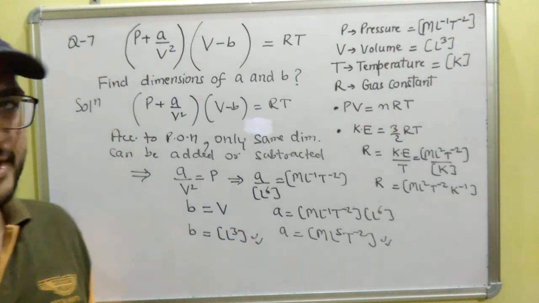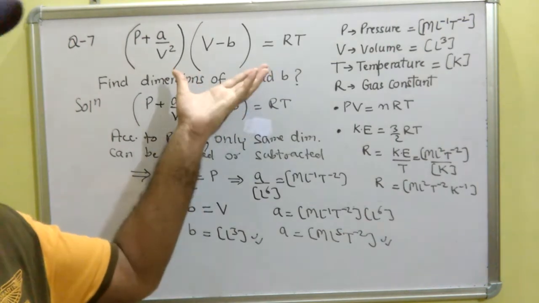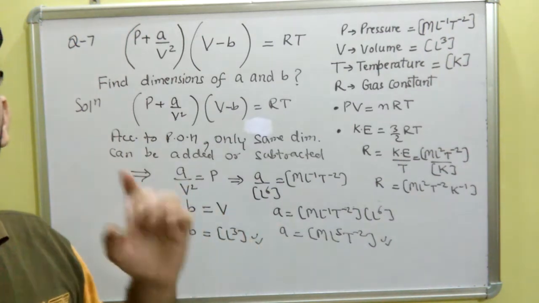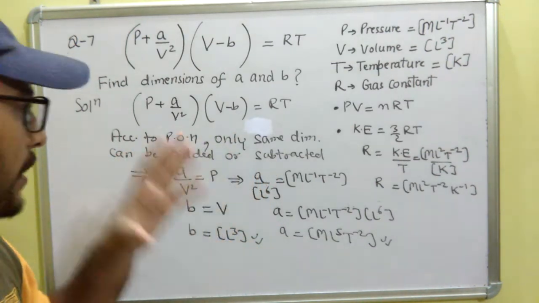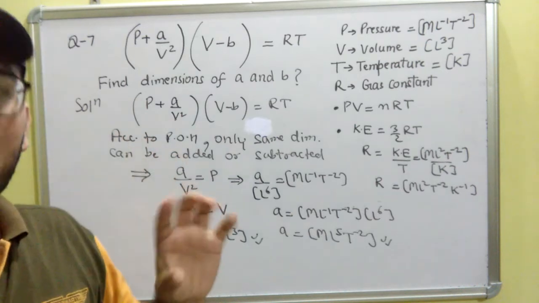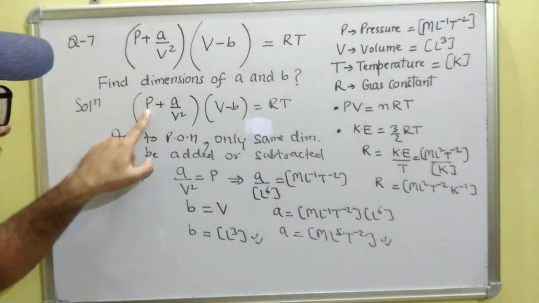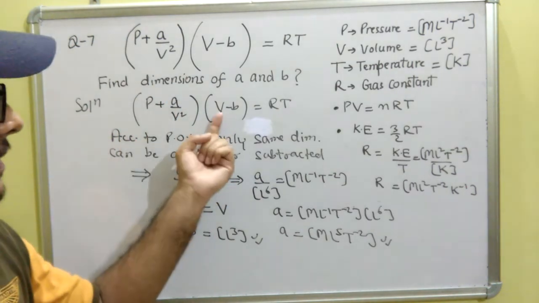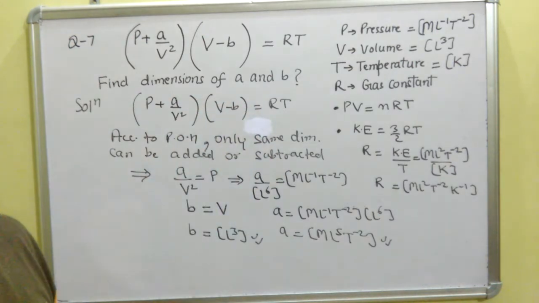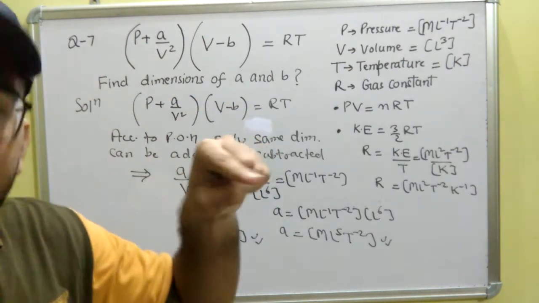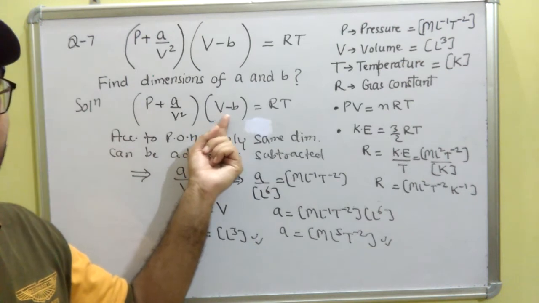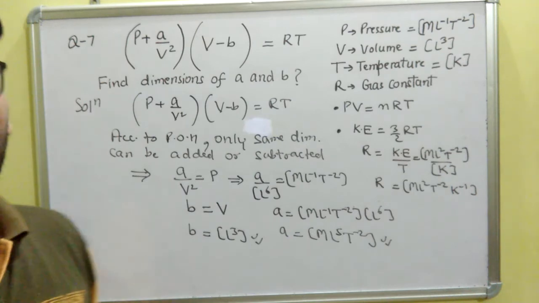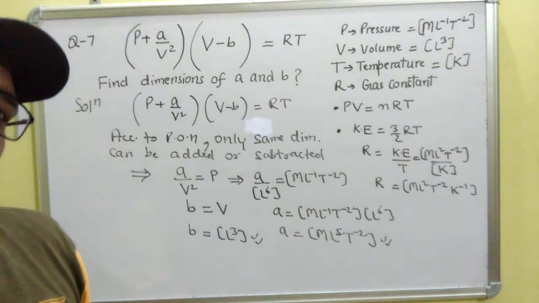So look, the equation looks very scary to us. What is this equation? How are we going to calculate A and B? But look, the solution is very easy. Principle of homogeneity has made this easy for us. Just keep in mind only same dimensions can be added or subtracted. So whatever is the dimension of P should be equal to the dimension of A upon V square, because both are adding up. Here these two are getting subtracted from each other. So only same dimensions can be added or subtracted. So whatever is the dimension of V should be equal to B, that I have written over here. And using that you can easily calculate your dimension formula. Okay. Now let's move on to the next question of today.